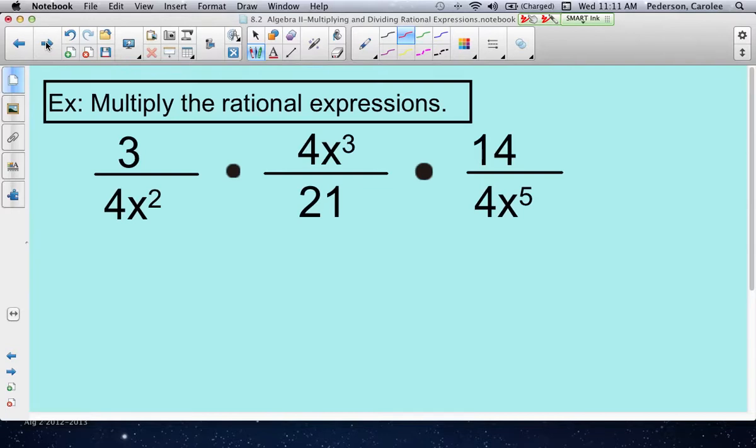All right, next example. Multiply the rational expressions here. So now we're going into 3 fractions. Go ahead and write this down.